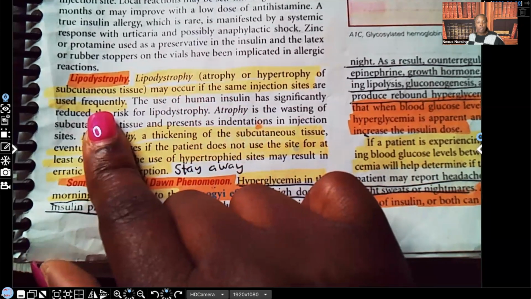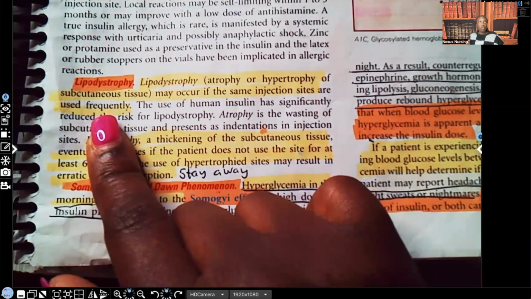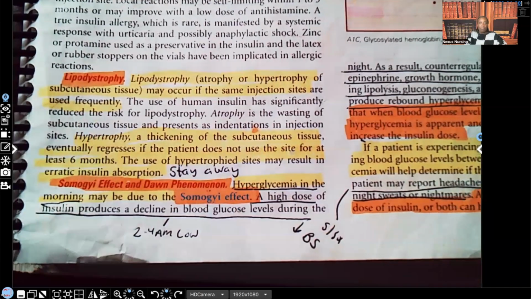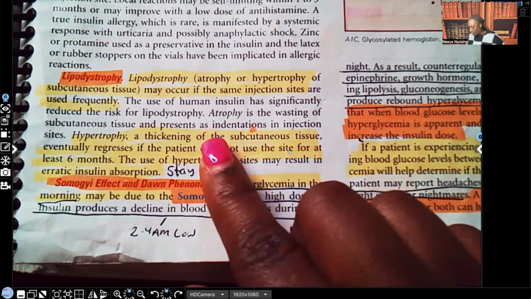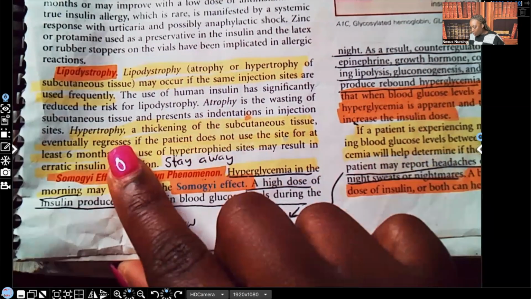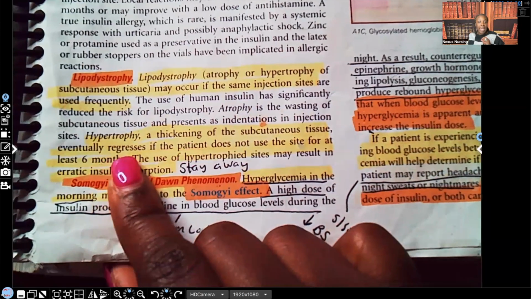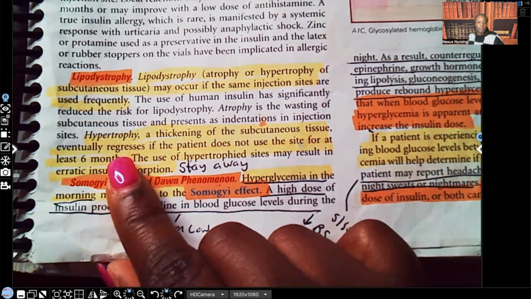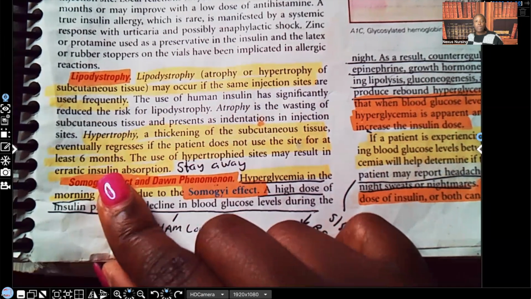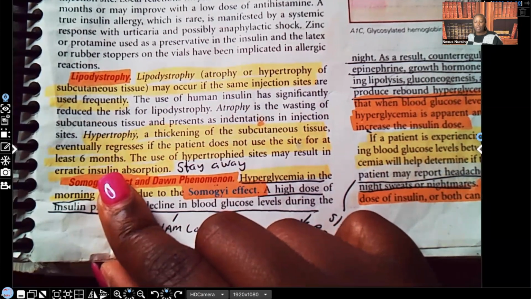That is why we're rotating sites. And remember, guys, we don't rotate sites by going left arm, left stomach. No, we rotate in one area, then we rotate in another area, then we rotate in another area, okay? Hypertrophy is thickening of the subcutaneous tissue, and it eventually regresses if the patient does not use that site for at least 6 months. That's why it's so important to rotate sites. The patient cannot keep injecting themselves in the same place because this can happen.